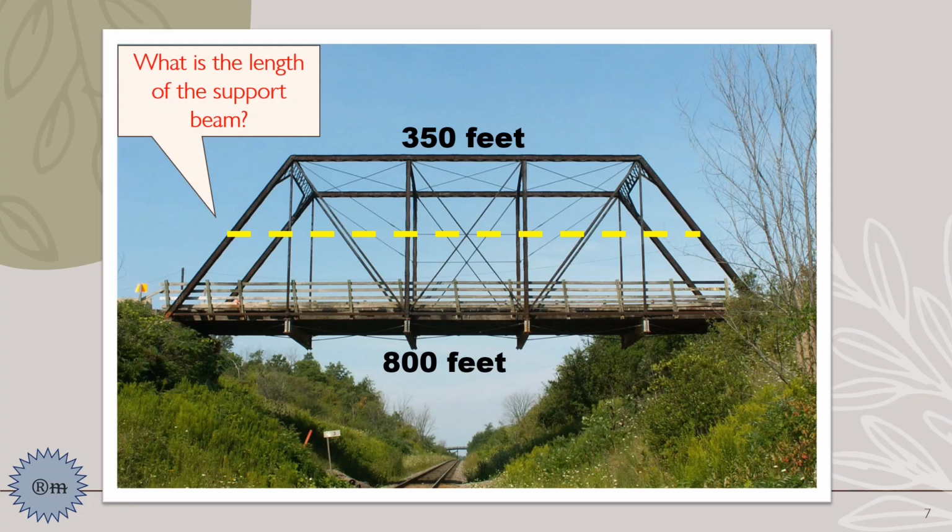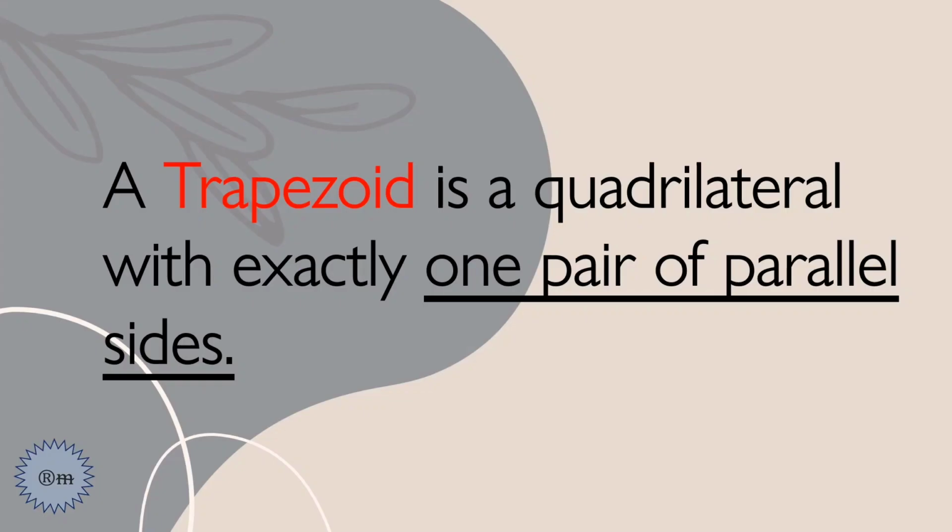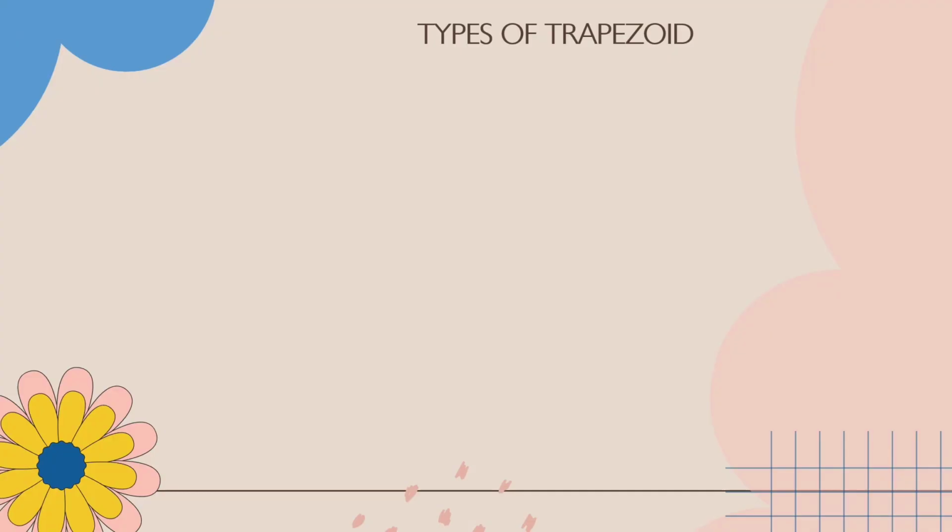But before that, let's start our lesson with the definition of terms. Let's start with the trapezoid. A trapezoid is a quadrilateral with exactly one pair of parallel sides. Then we have the different types of trapezoid, according to angles and according to sides.